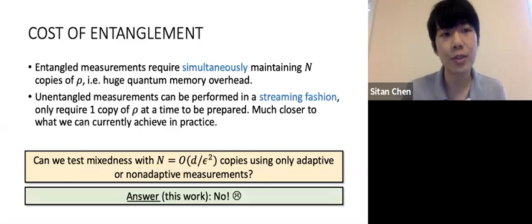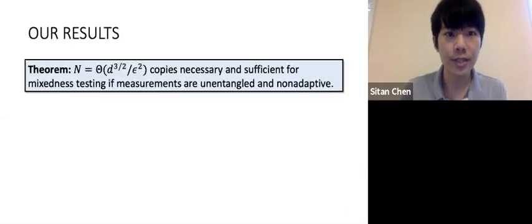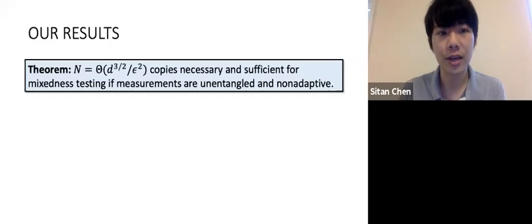And the answer that we give in this work is, unfortunately, no. There is actually a strict separation between the power of entangled measurements versus unentangled measurements. So the first result we show is that if you work with the weakest model, just non-adaptive measurements, you really do need this extra root D factor. So we show that there's both an algorithm that gets D to the 3/2, as well as a lower bound showing this is necessary.